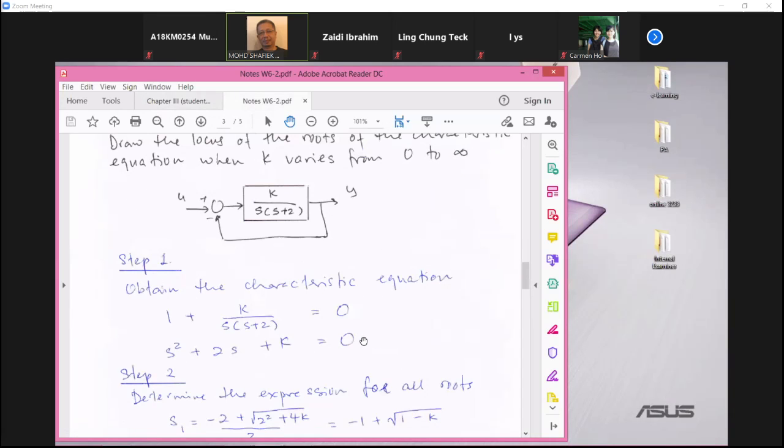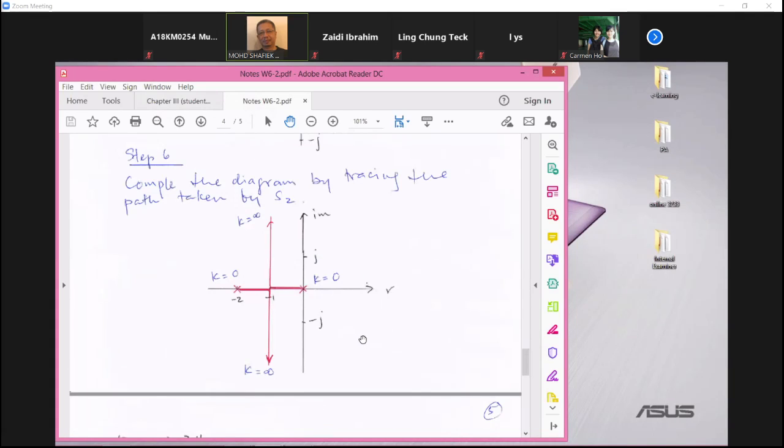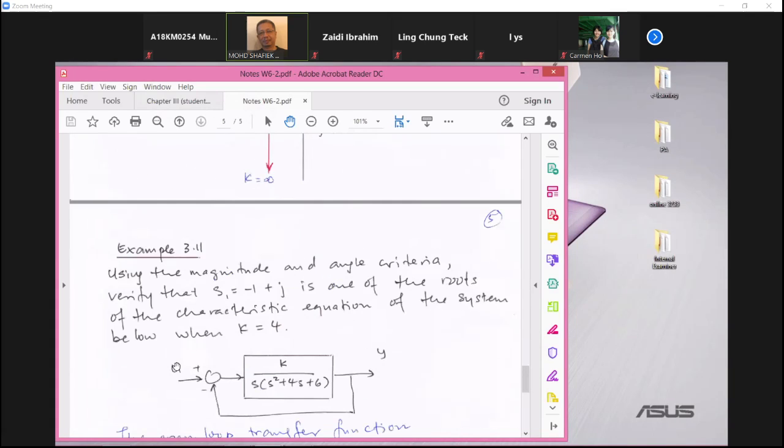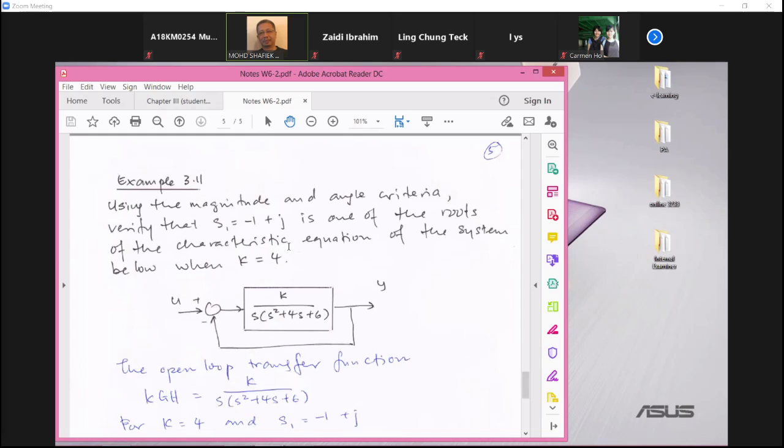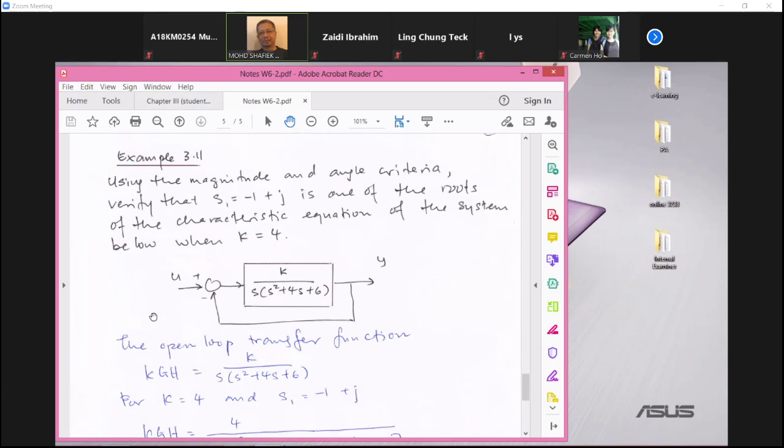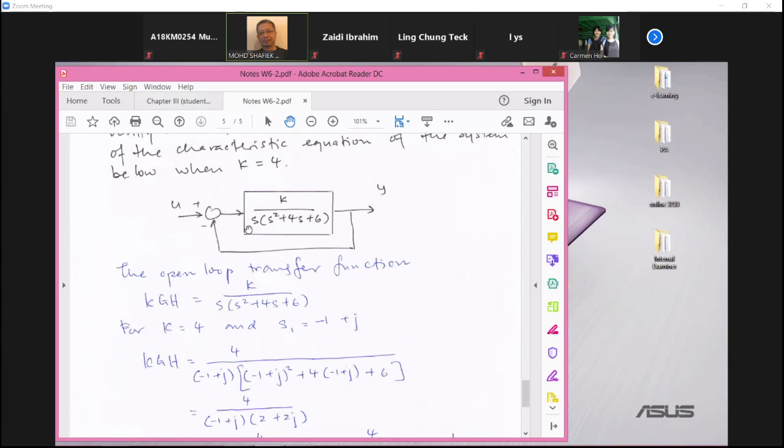Okay, let's go to the final example. Using the magnitude and angle criteria, we want to show that the point -1 plus j is one of the roots when K is equal to 4. So your first task is to obtain the open loop transfer function. The open loop transfer function is KGH. Since our H is equal to 1, KGH is just equal to K divided by s squared plus 4s plus 6. So this is the open loop transfer function.